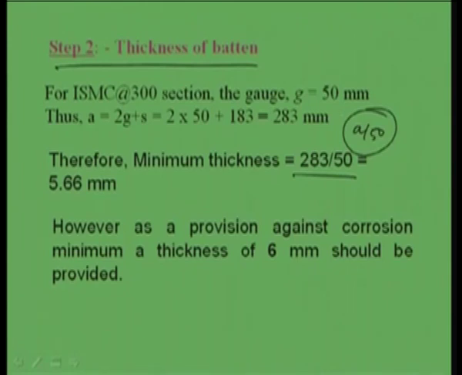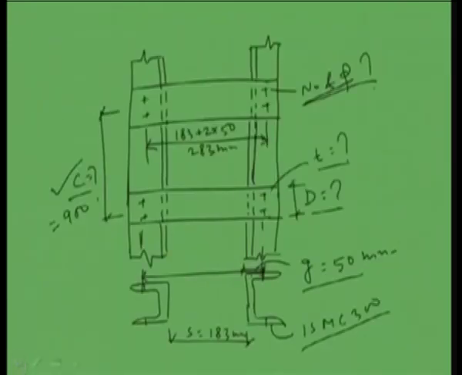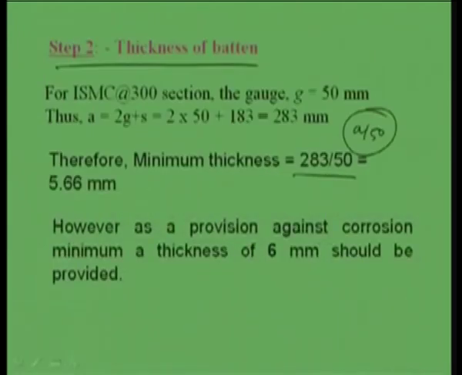So what is A? A we have calculated. A we are finding out, because gauge distance G is given as 50, so A will become 2G plus S. So 2 into G is 50 plus S is 183. So this is becoming 283 millimeter. Thus A is becoming 283 millimeter. So we can find the minimum thickness as 283 by 50, which is coming 5.66 millimeter.